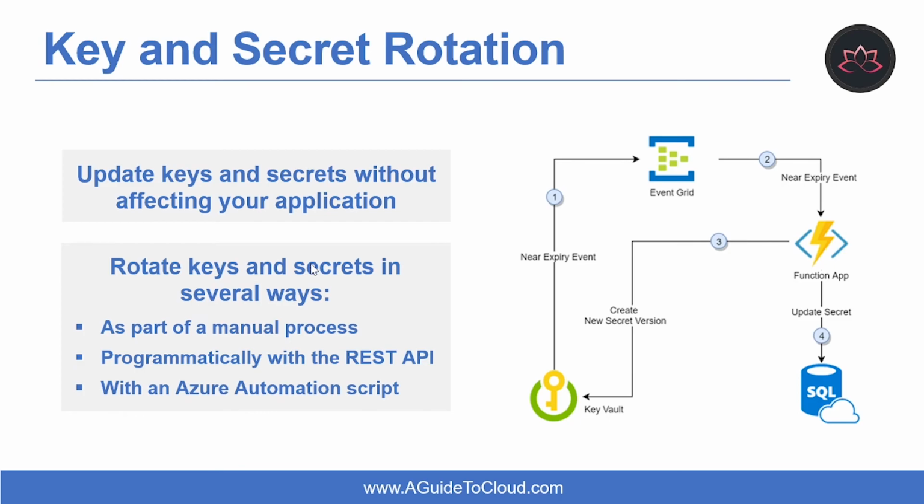Once you have keys and secrets stored in the Key Vault, it is very important to think about a rotation strategy. There are several ways to rotate the values. You can either use a manual process, or you can do it programmatically using API calls, or you can use an Azure automation script as well. This example diagram shows how Event Grid and Logic Apps can be used to automate the process.